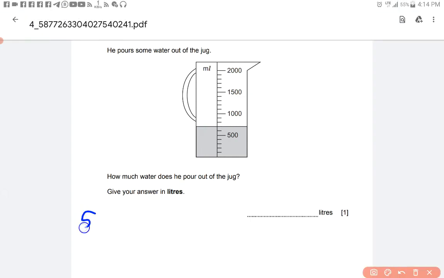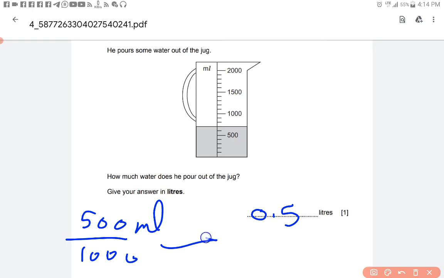500 milliliters will be the same as 0.5 liters. You will divide by 1000. You will get liters, 0.5 liters.